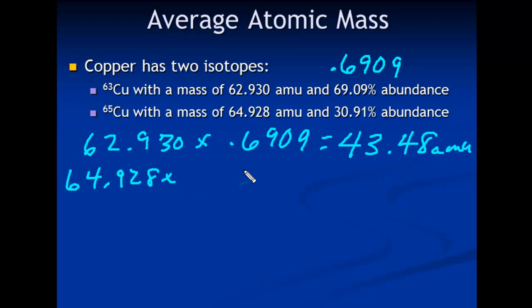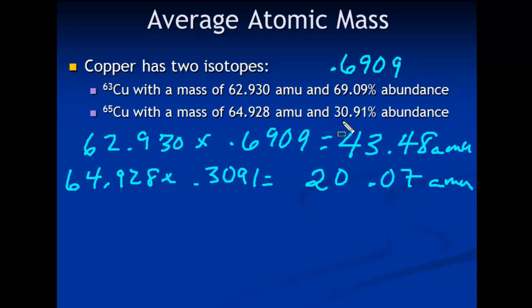64.928. Change my percentage to a decimal, 0.3091. Multiply those two numbers, 64.928 times 0.3091. And now I get 20.07. So you see it's 0.069, round that up to 0.007.